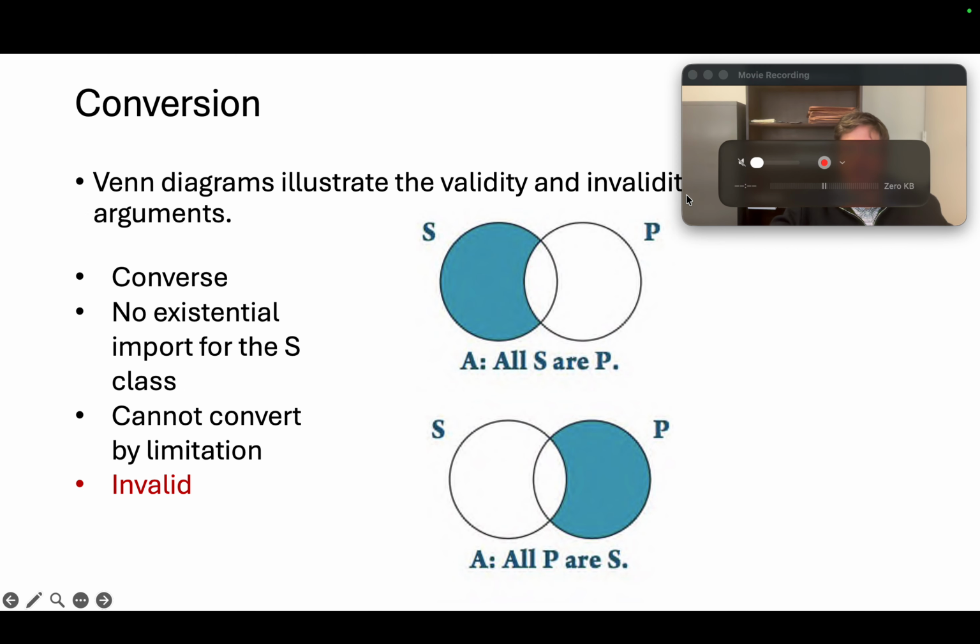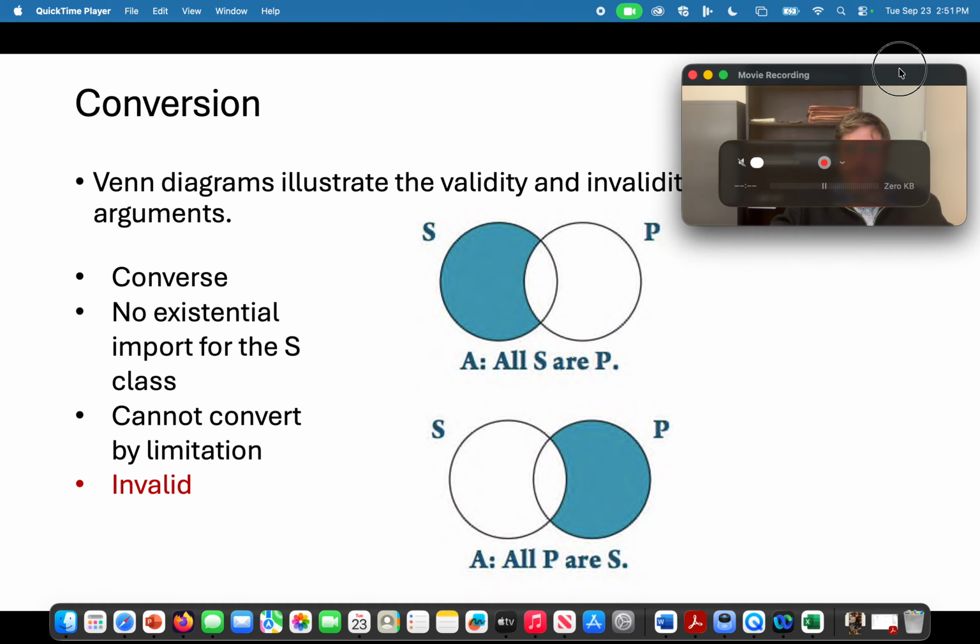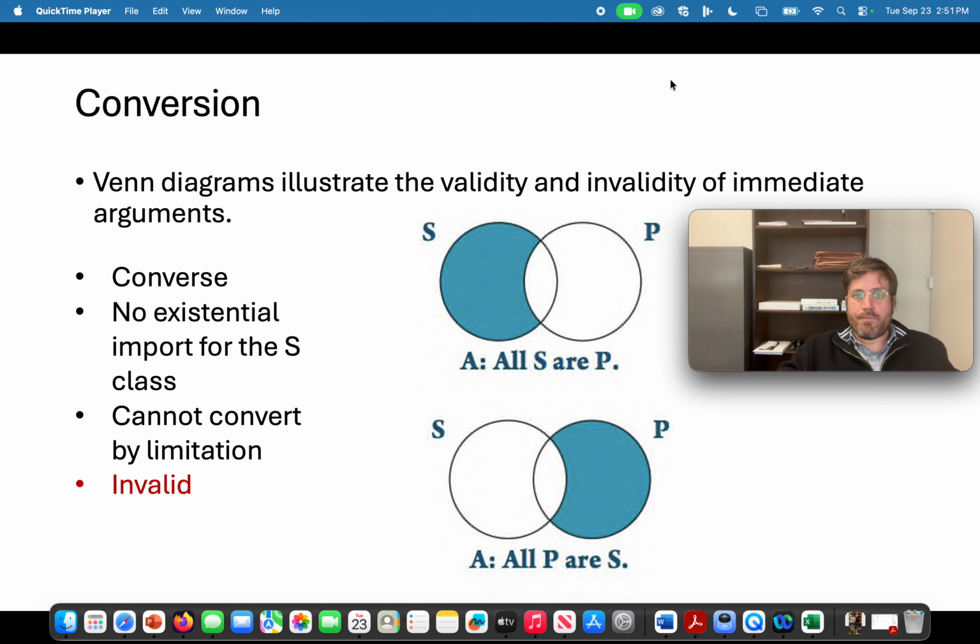Now I want to have a look at applying our immediate inferences to the Venn diagram. The Venn diagram allows us to, in a way, visualize the relations of logical equivalence that our immediate inferences are meant to be unpacking. So the Venn diagram illustrates the validity or the invalidity of our immediate inferences. So when we're looking at conversion, remember on the modern interpretation, we're not interested in the existential import for the subject class.